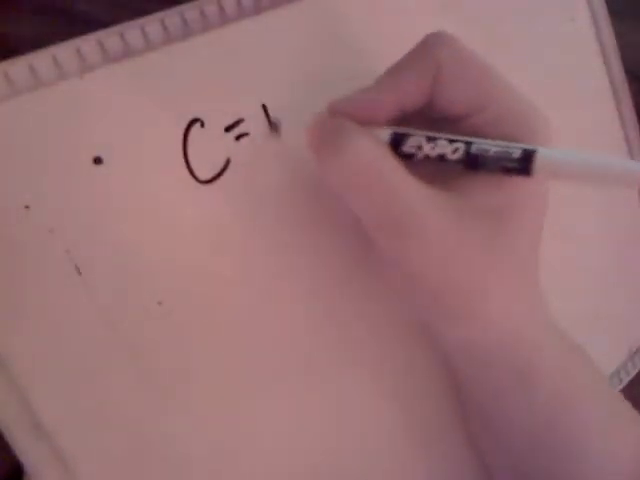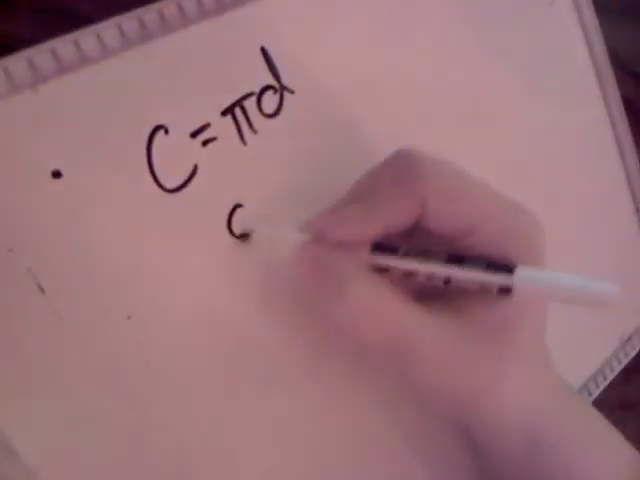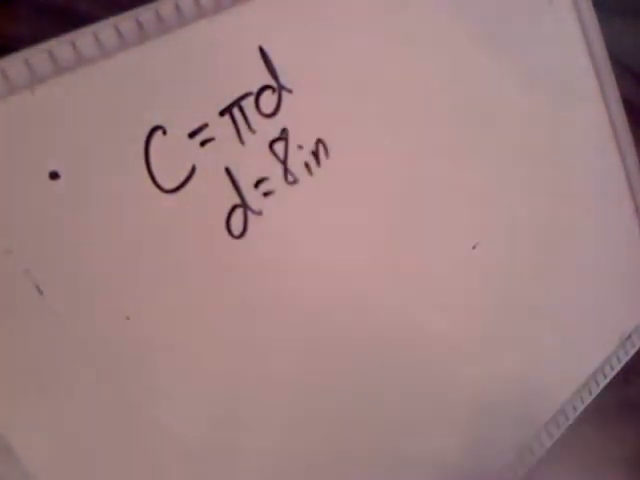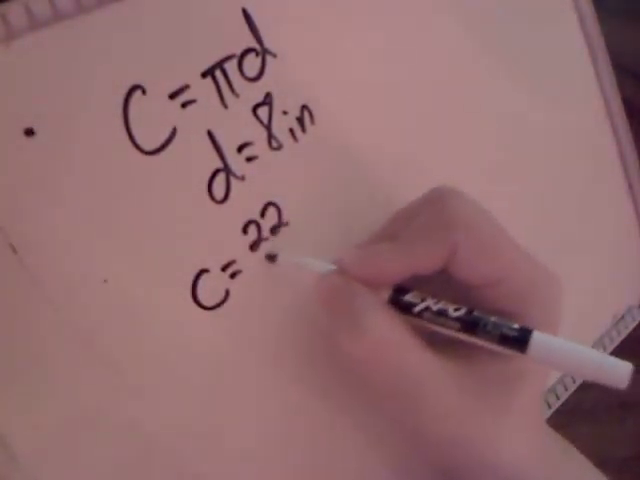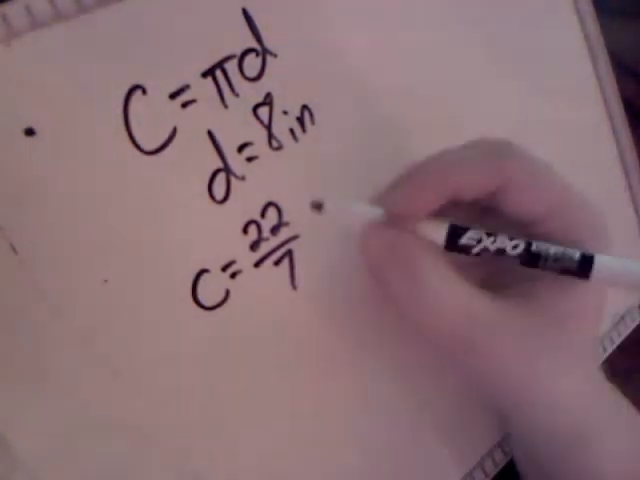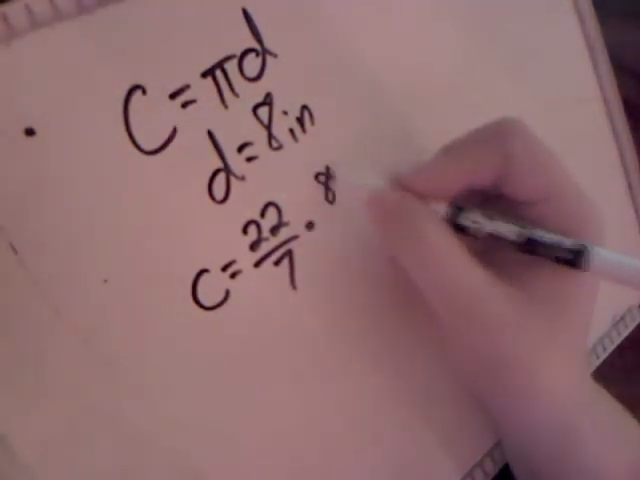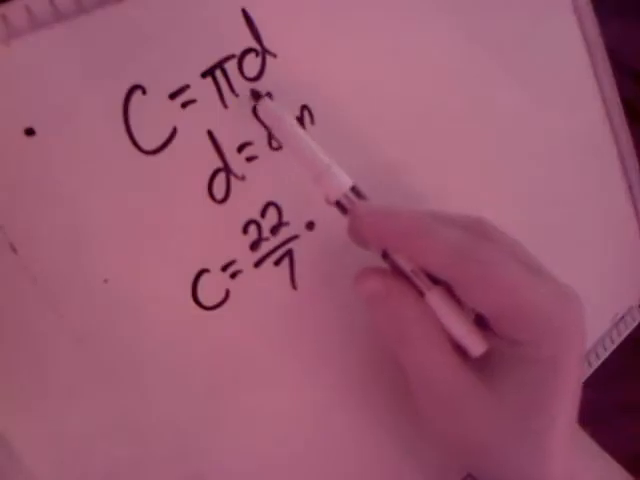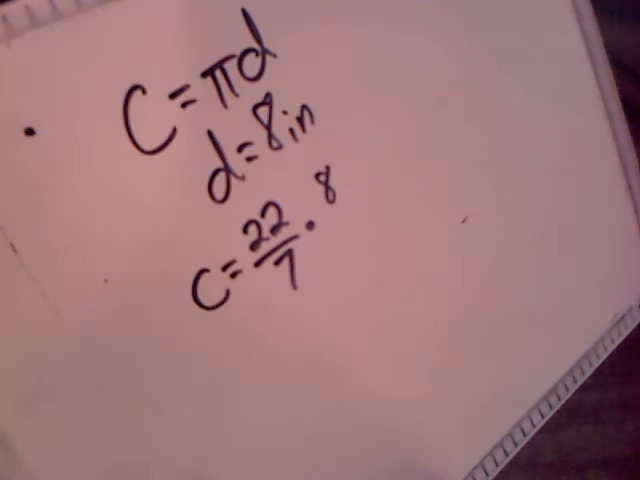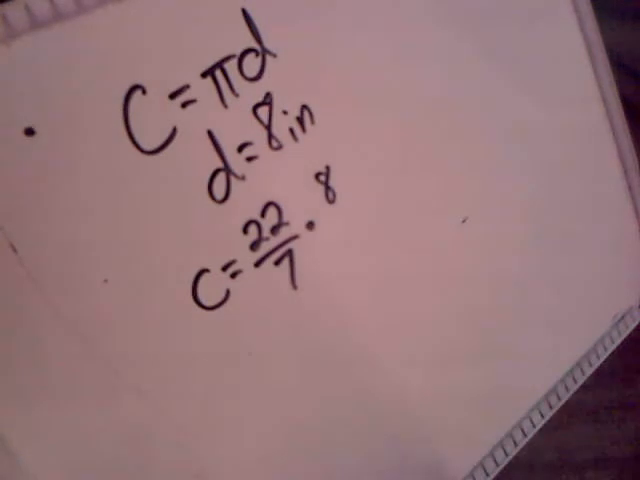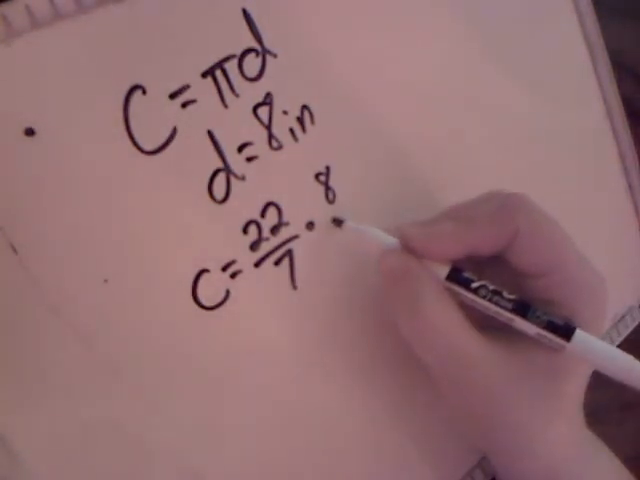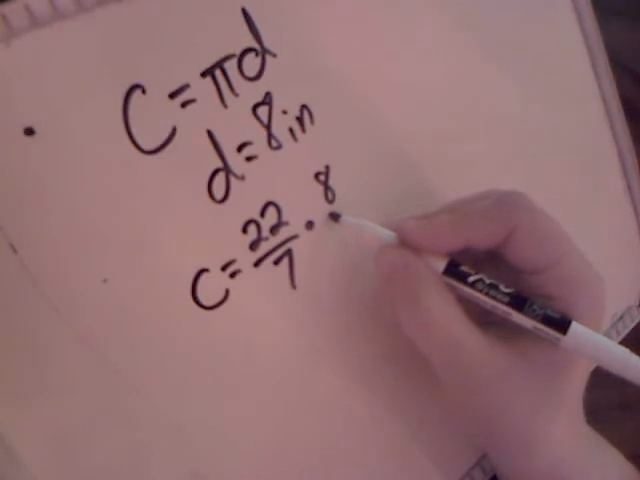Now we're going to use the other formula. We're going to use C equals pi times d, when d equals 8 inches. For pi this time, we're going to use 22 over 7. For d, instead of putting d, we're going to put in the number 8. And remember, if there's no sign in between, it automatically means to multiply. If you remember, we can't multiply a fraction times a whole number, so we have to turn that whole number into a fraction. Easiest way to do that is to put it over 1. It doesn't change the meaning at all.